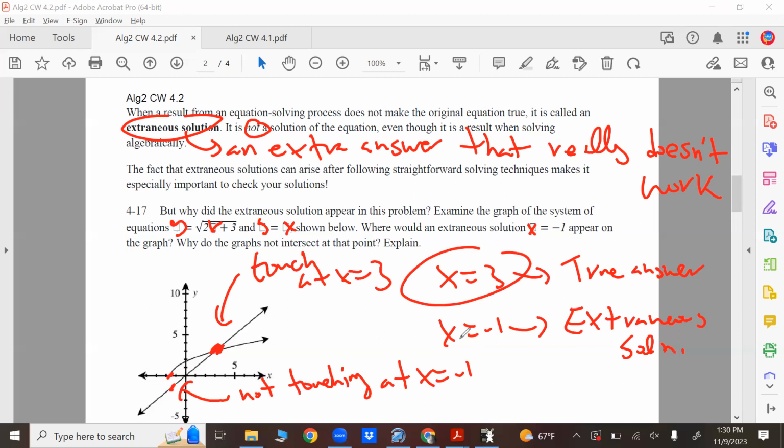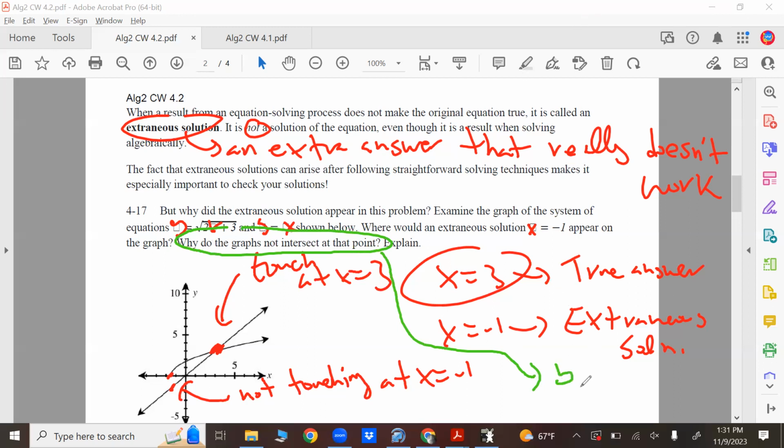Why do the graphs not intersect at that point? That's kind of a deeper answer, actually, to be honest with you. Why did it not intersect at that point? Well, before I answer that question, any questions about what we've done so far? Algebraic, what happened? Graphical, what's going on? No? Okay. So why do they not intersect?